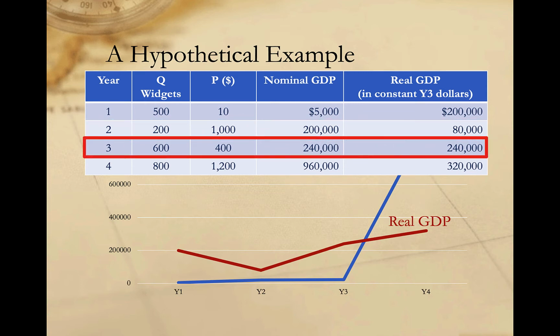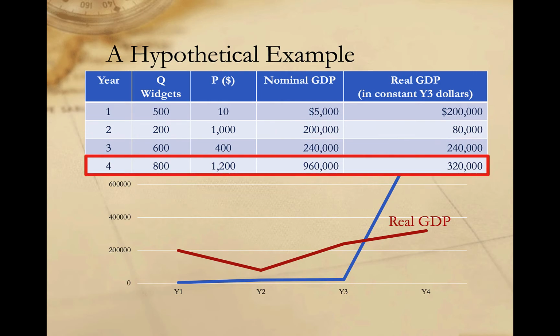In year 3, prices fall, but economic activity increases sharply. In real terms, it looks like we're better off than we've ever been before, but in nominal terms, we're no better off at all. And finally, in year 4, prices increase yet again. Think of runaway inflation. It looks like we're doing amazingly well, but in real terms, production is up steadily, but not dramatically. To get real GDP, we simply need to use constant dollars.